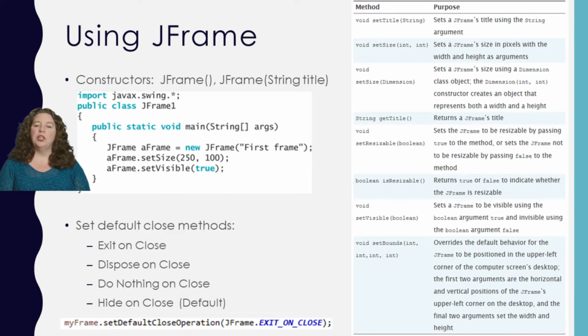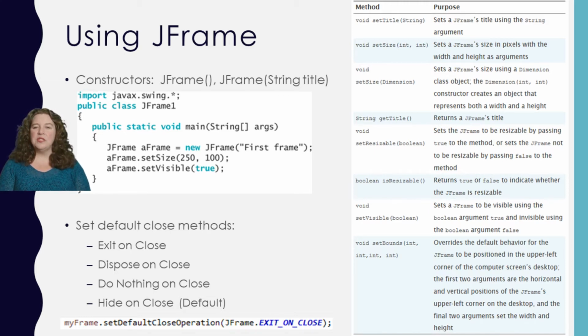There are a couple of close methods where we want to set the default. We can set it to exit on close, dispose on close, do nothing on close, or hide on close, which is the default. So when you get to the close, what do you want it to do? Most people will actually want it to exit the application entirely on close, but it'll depend. Essentially, the question is, what do you want it to do when you close the frame? Remember, these frames have the little button at the top with a little X that allows you to close it. What do you want the application to do?